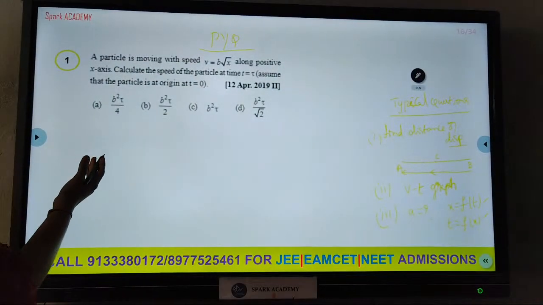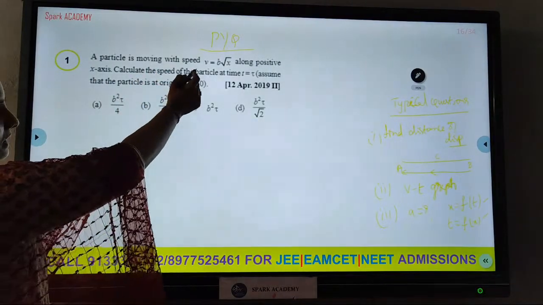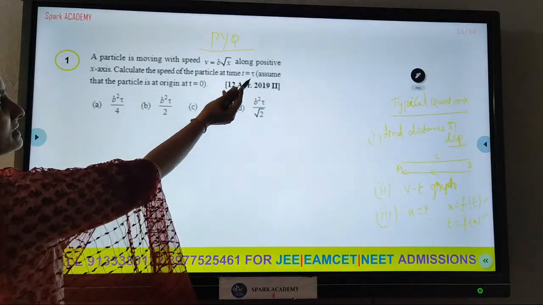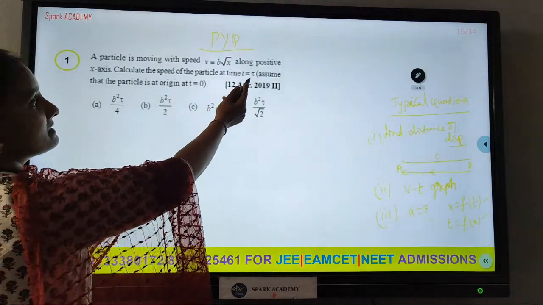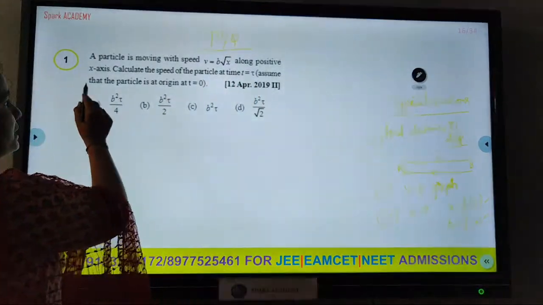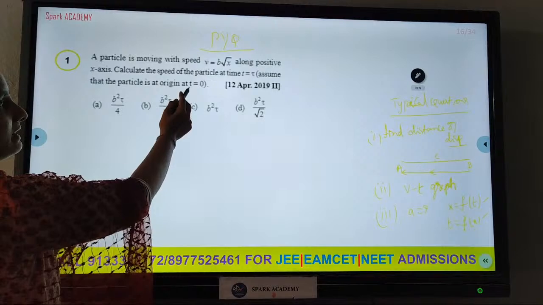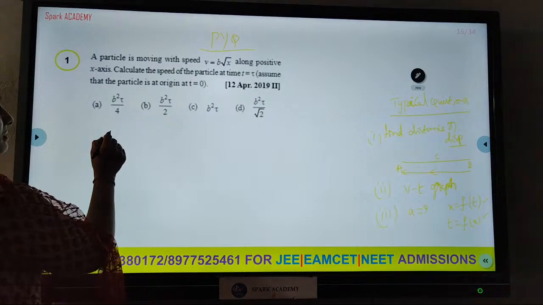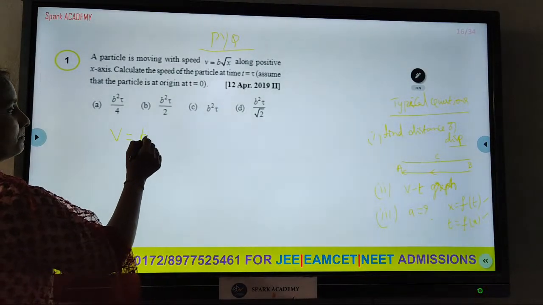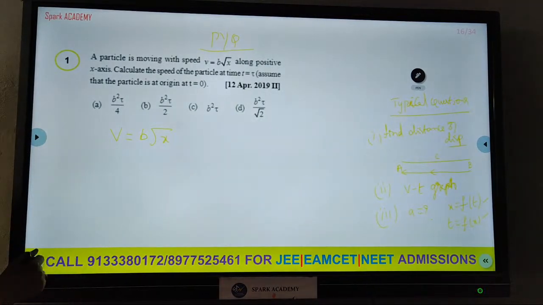See here, we are given a previous year's question: a particle is moving with speed v equal to b root x along the positive x axis. Calculate the speed of the particle at time t equal to tau. Assume that the particle is at the origin at t equal to 0. So when it started at t equal to 0, it is at the origin. Given speed v equal to b root x, it is a function of displacement, so we follow the calculus method.